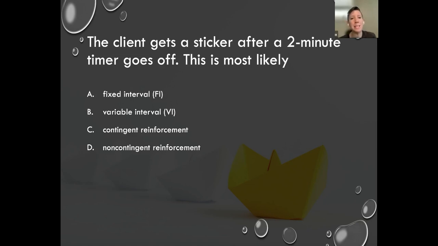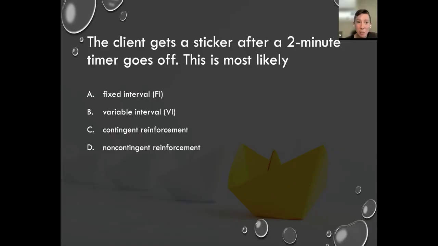So the client gets a sticker after a 2-minute timer goes off. This is most likely A, fixed interval, B, variable interval, C, contingent reinforcement, or D, non contingent reinforcement. B is the correct answer, non contingent reinforcement.